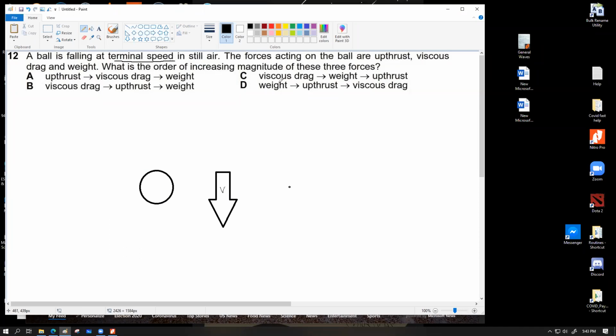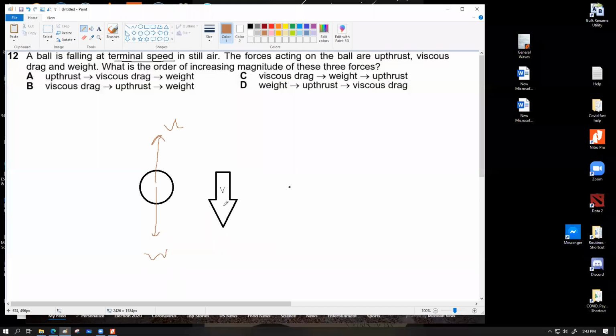Now, since the object is going downwards, essentially we have three forces acting on the object: upthrust, viscous drag, and weight. Weight of an object always works by default downwards. So I'm going to label the weight with the brown arrow. Let's say the weight should be working downwards. Upthrust always works upwards. That's a given. The name itself says upthrust works upwards.